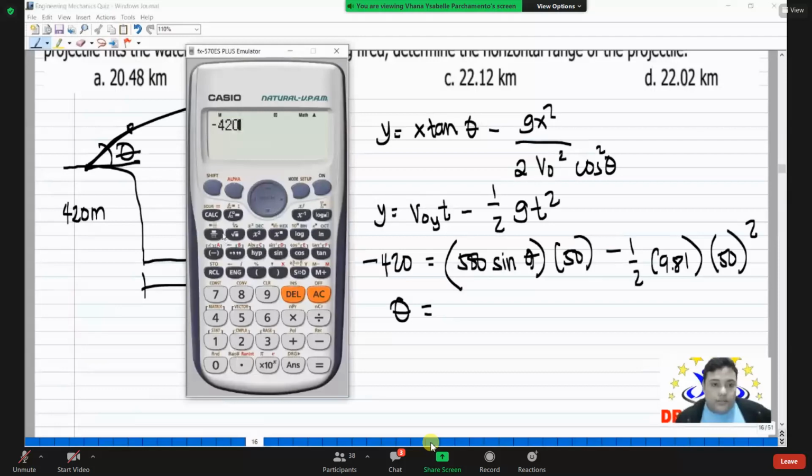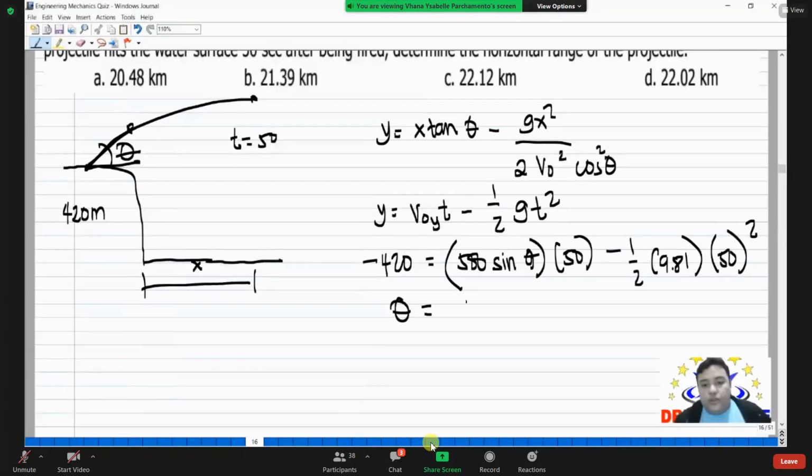So negative 420 is equal to 500 sin x, times 50, minus 0.5 times 9.81 times 50 squared. So shift solve. Solve for x and that is 28.275.